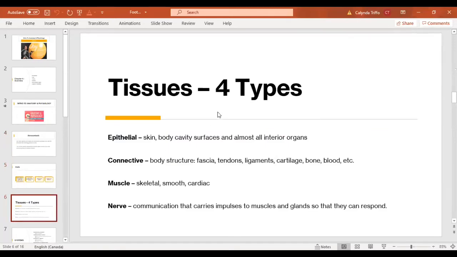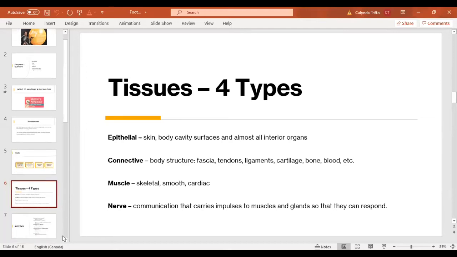We've got the epithelial tissue. That tissue is the skin, our body cavity surfaces, and almost all interior organs. Connective tissue is the body structure like the fascia, the tendons, the ligaments, the cartilage, the bone, the blood, etc. We got muscle tissue, which is skeletal, smooth, and cardiac. And then we've got nerve tissue, and that tissue helps with communication that carries impulses to muscles and glands so that they can respond.